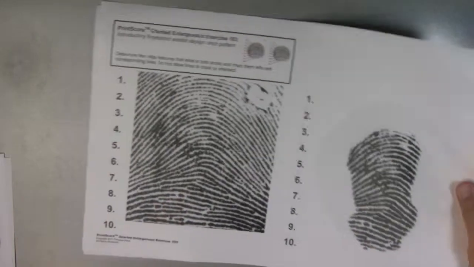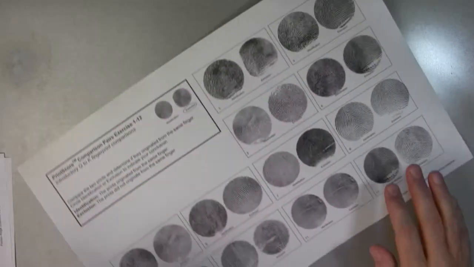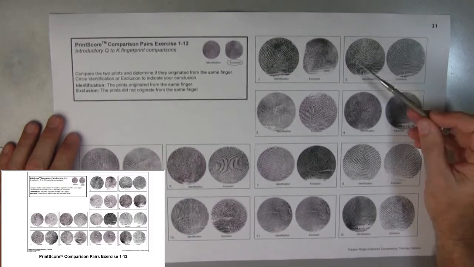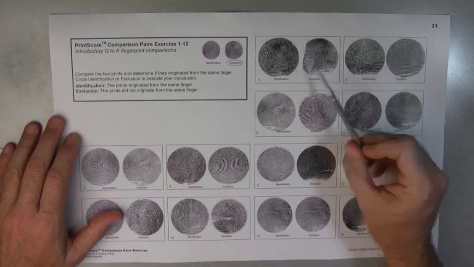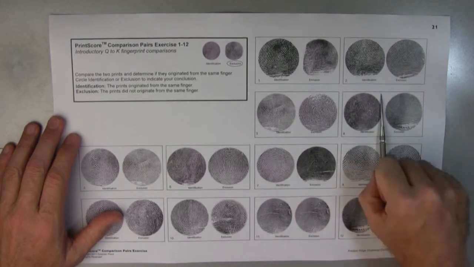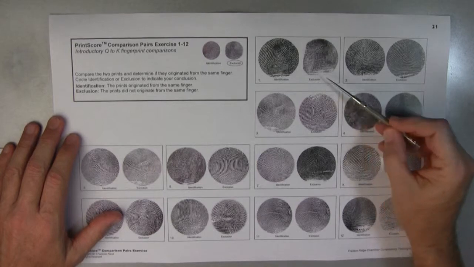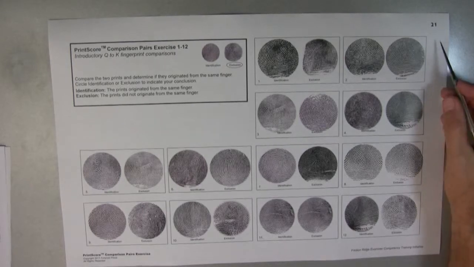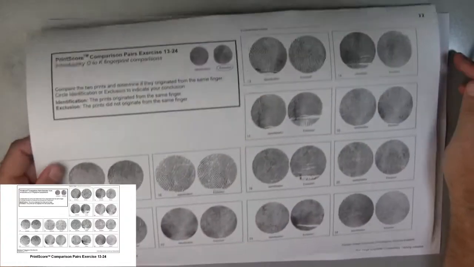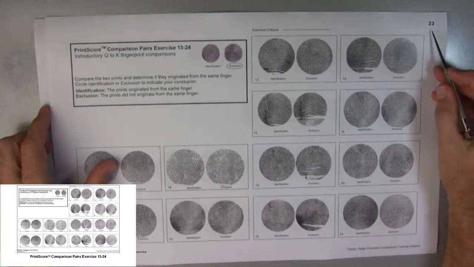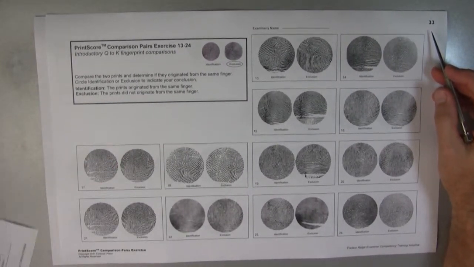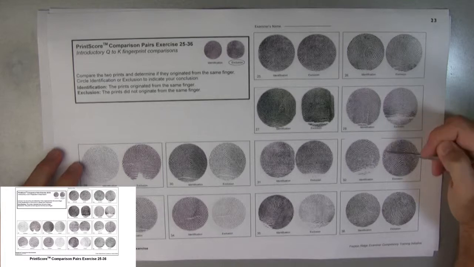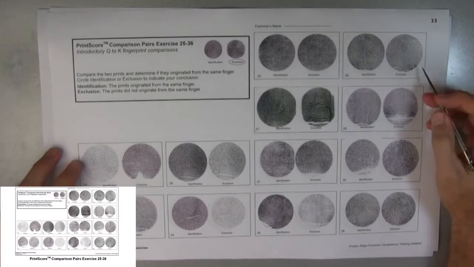The next set of assignments, you will be comparison pairs. These are very basic comparisons, and you'll just determine identification or exclusion in each of the sets of pairs, and all you have to do is circle exclusion or identification, whichever your selection is. The first 12 is assignment number 21. The second 12 is assignment number 22. And the third assignment, assignment 23, is the final 12 of these comparison assignments. These should not take too long.